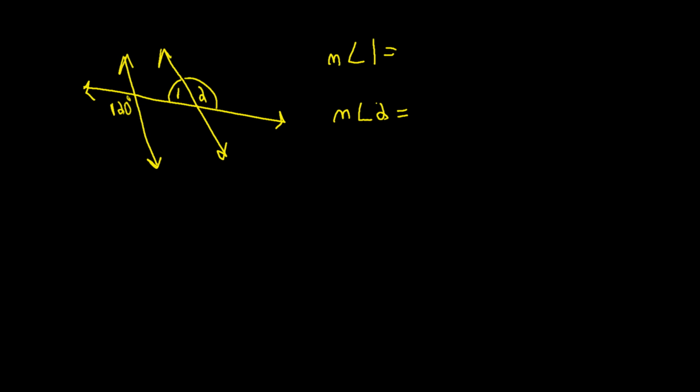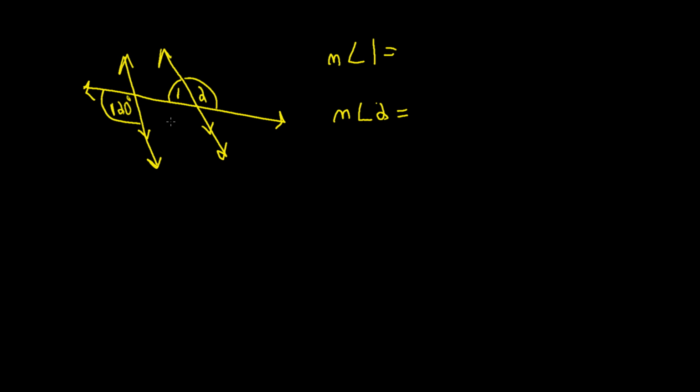Hello again, everyone. Now we're going to be working on another problem involving parallel lines. So these two lines right here are going to be parallel to each other with this common transversal crossing both of them. It gives us an angle of 120 degrees right over here. And it asks us to find the measure of angle 1 and angle 2.